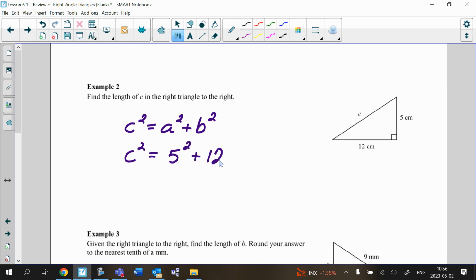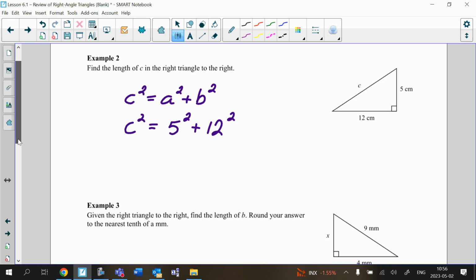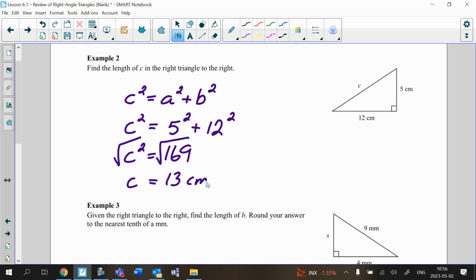So I have to square 5, square 12, and add them together. I get 169. Well, if C squared is 169, I take the square root of each to find C, and I get 13 centimeters. Okay. So there's an example where the hypotenuse was missing.